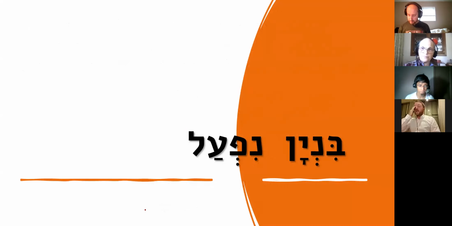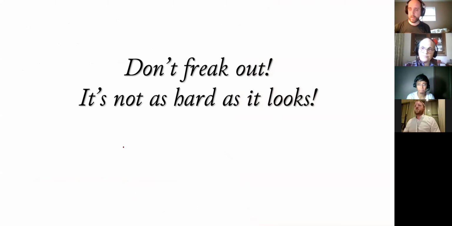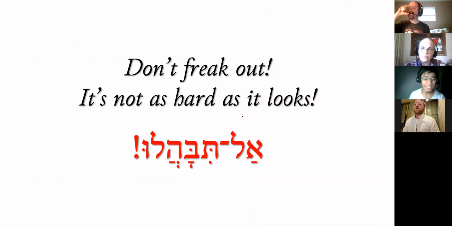Okay, binyan nifal. This is what the new information is for this chapter. So I wanted to warn you: don't freak out. It's not as hard as it looks. Don't freak out in Hebrew: al tibahalu. This is nifal. How do I know it's nifal? Because there's a dagesh in the first radical. This represents the nun that's been assimilated. Tin bahalu is tibahalu. Al tibahalu. Don't be frightened or dismayed, or don't freak out.